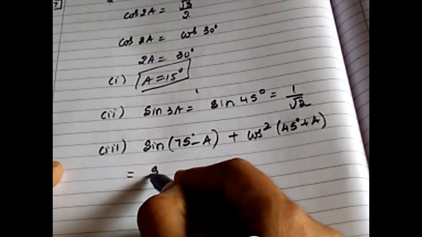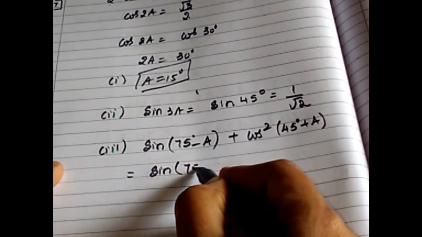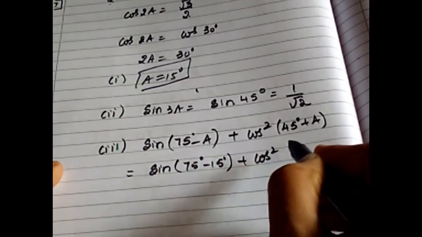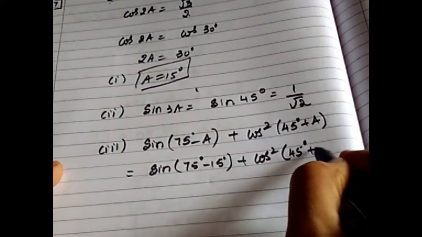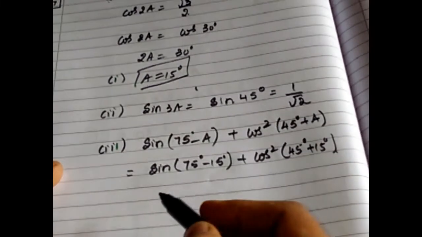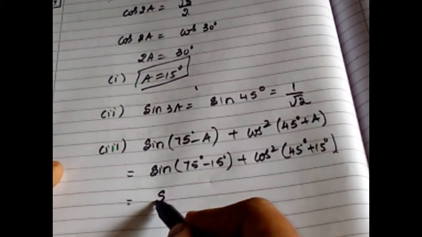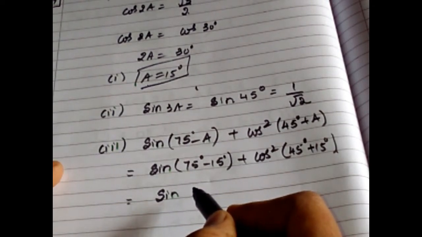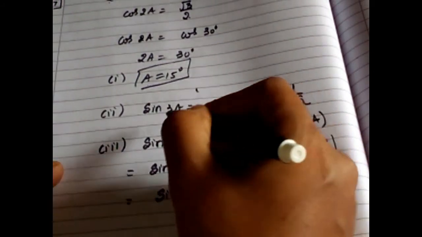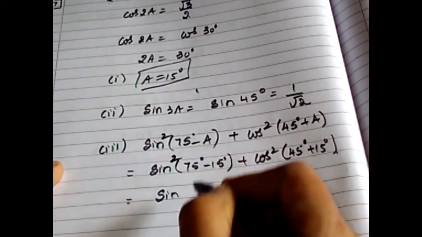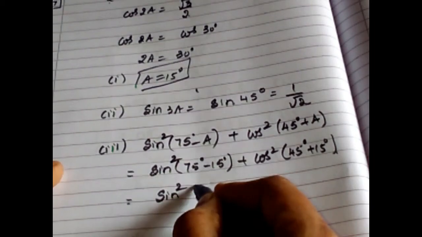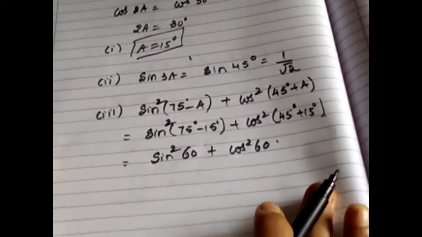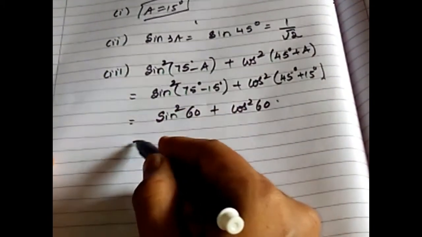First substitute A, children, that is sine of 75 degree minus 15 degree plus cos square 45 degree plus 15 degree. So 75 minus 15, that is nothing but sine, is it sine square? Yes, I missed the square, just continue. This is sine square 60 plus cos square 60. So while copying the question, I have taken sine, children, just correct it as sine square.